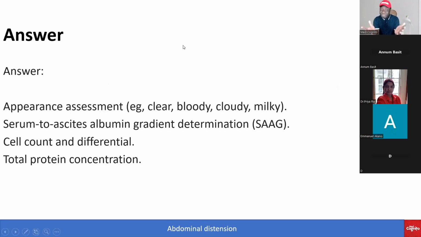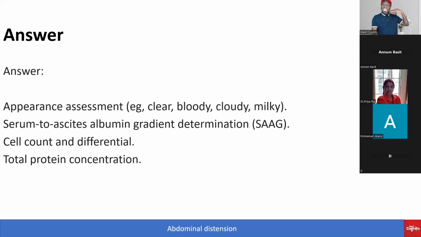You can just even look at appearance. That's number one. You can do serum to ascites albumin gradient determination, that's SAAG, because that will help you to know whether it is transudate or exudate. You can also do cell count and differentials. And then you can do total protein concentration. So these are 4 common things we do.